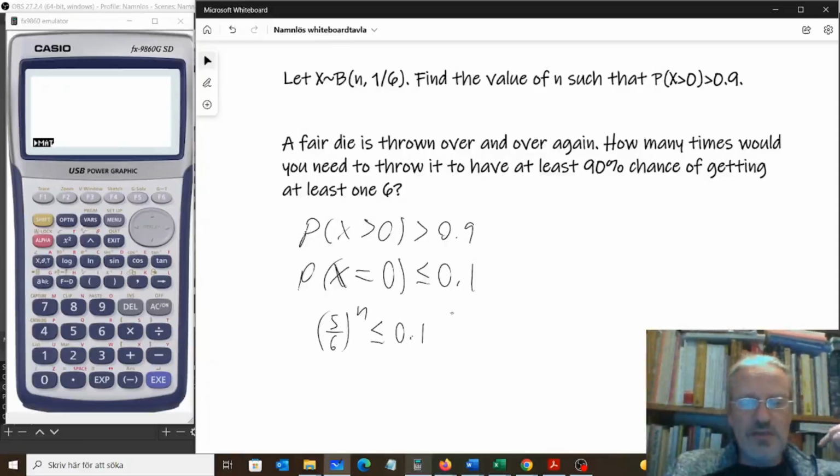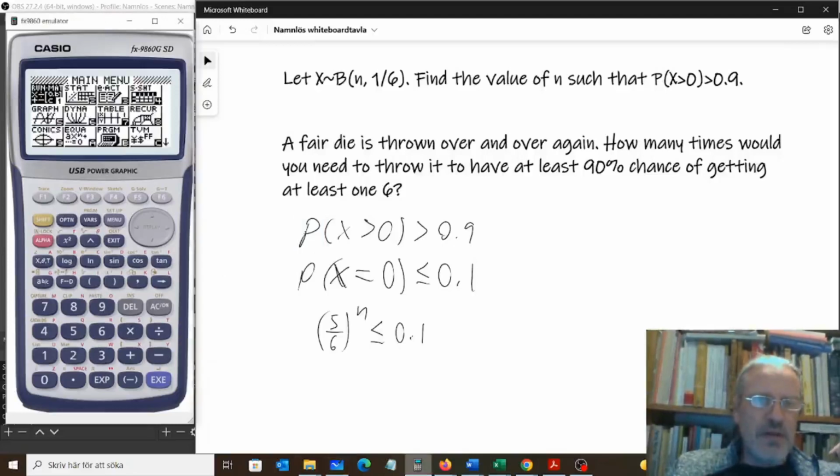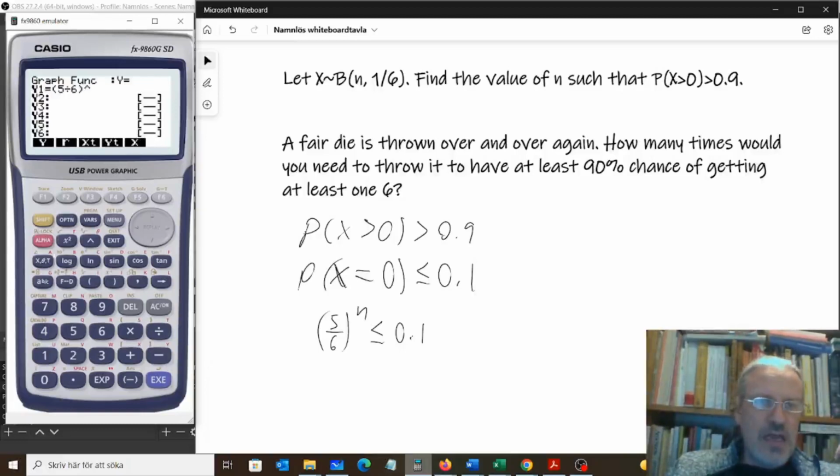And we can solve this using logarithms. We can also solve this by graphing. So we'll start with the graphing method. So I go into menu here, I go to graph mode, and I enter 5 divided by 6, and then to the power of x, we must call it x here, right? And the other one is 0.1, and then we draw it.